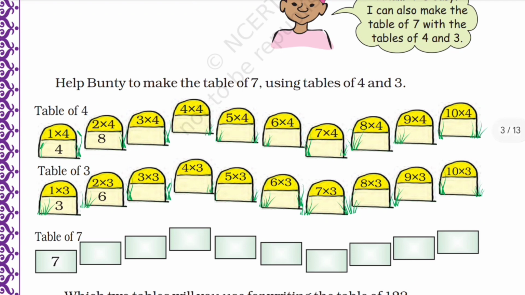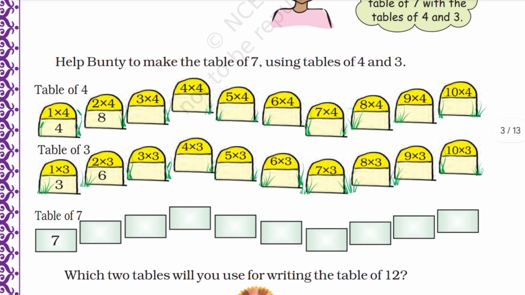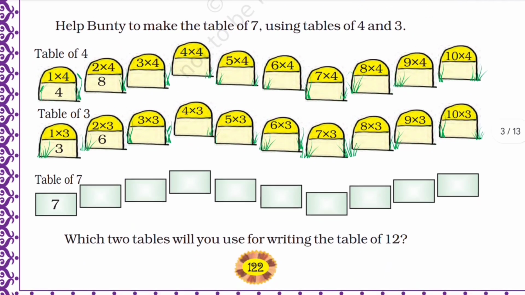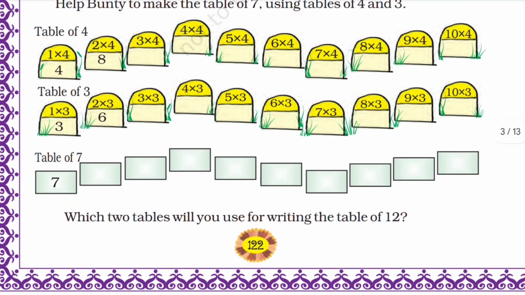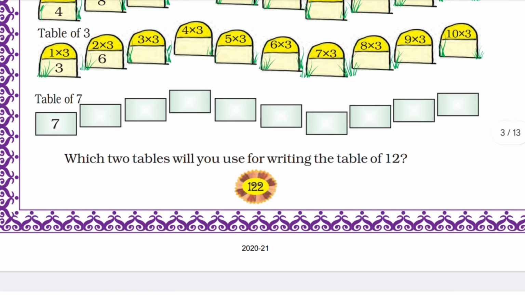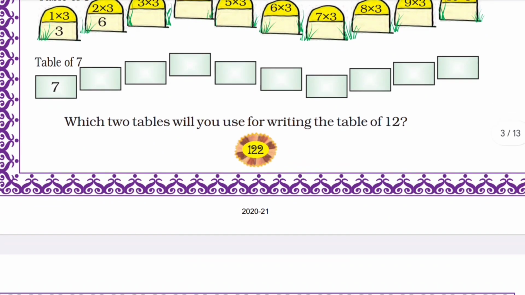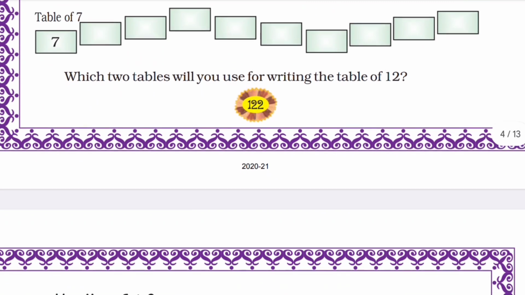Help Bunty to make the table of 7 using the table of 4 and 3. Table of 4, table of 3, table of 7. Which two tables will you use for writing the table of 12?